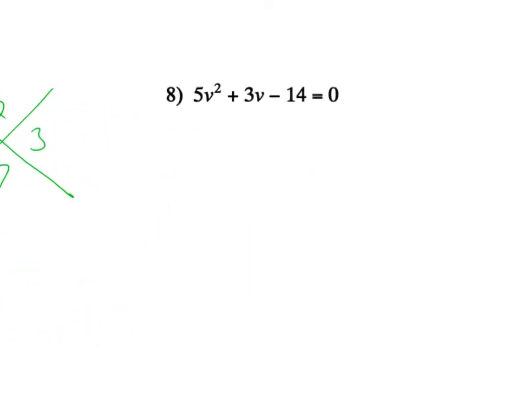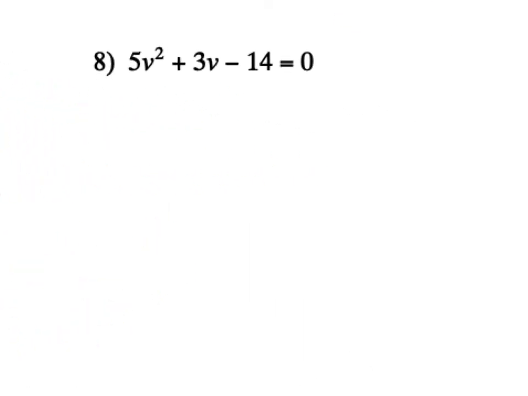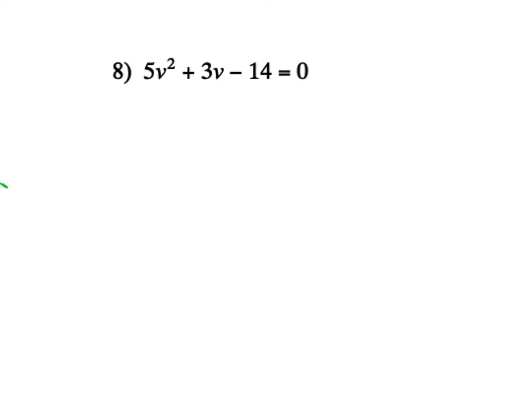All right, number 8. Why don't you see if you can do number 8 on your own. See how you do. All right, 5v squared plus 3v minus 14 equals 0. First things first, is it equal to 0 right now? It is. Do we have a GCF that goes into the left-hand side? No GCF. How many terms do we have here?